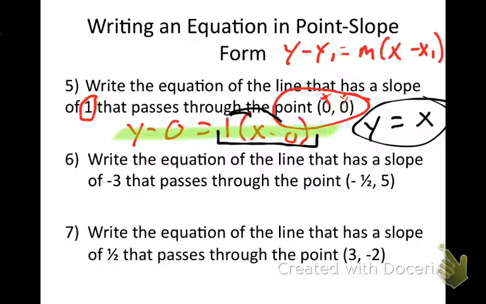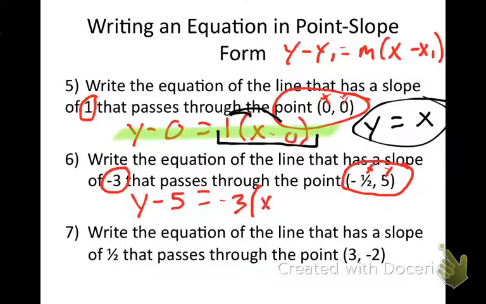Okay. Number 6, same idea. I'm given information and I want to write an equation that has a slope of -3 and goes through the point (-1/2, 5). So if I look at it, I have my x coordinate and I have my y coordinate. I want to use my slope and my x and y. So I'm going to say y minus 5, taking that y coordinate in there, equals -3 parentheses x plus 1/2.